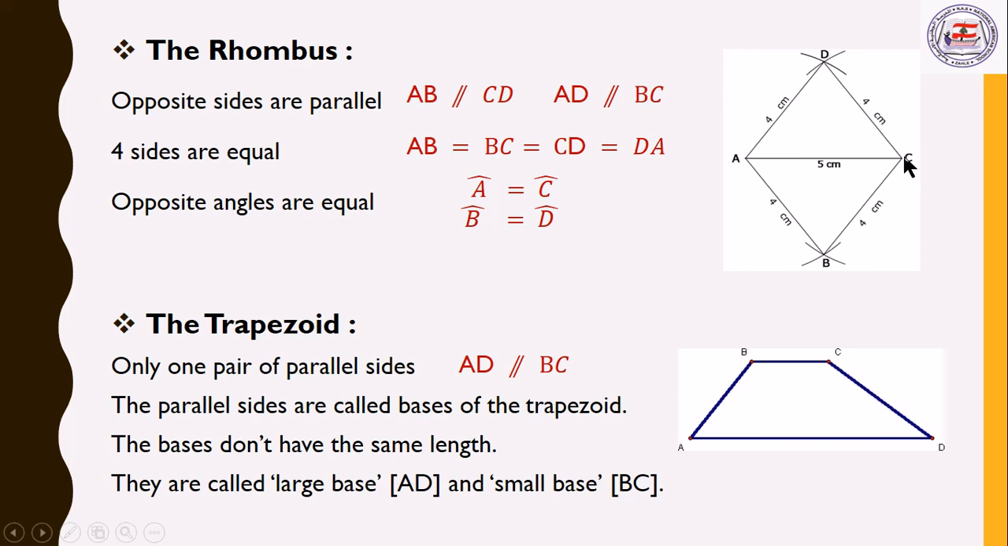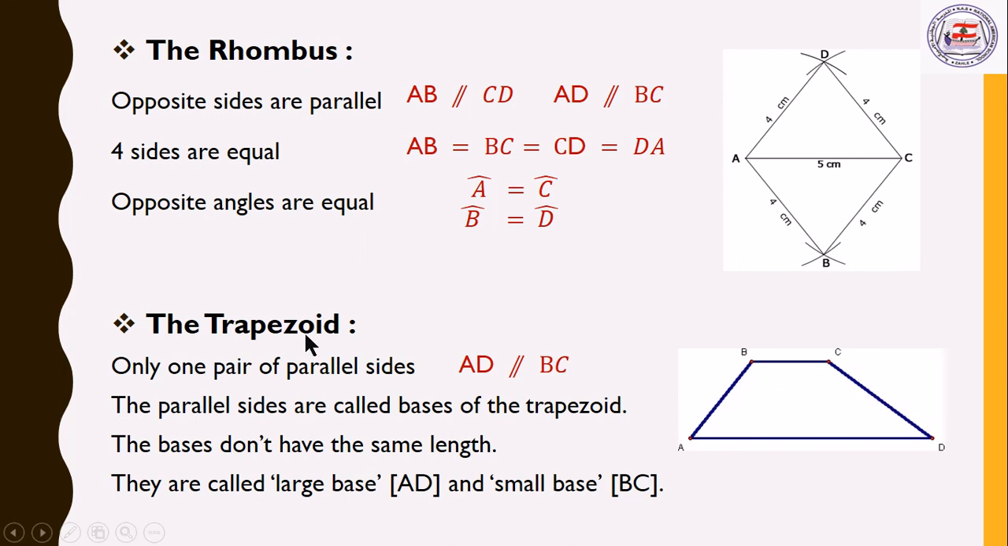Now the opposite angles A and C are equal. B and D are equal. So the difference between the rhombus and the square is that in the square we have 4 angles that are right, 90 degrees, but here opposite angles are equal.